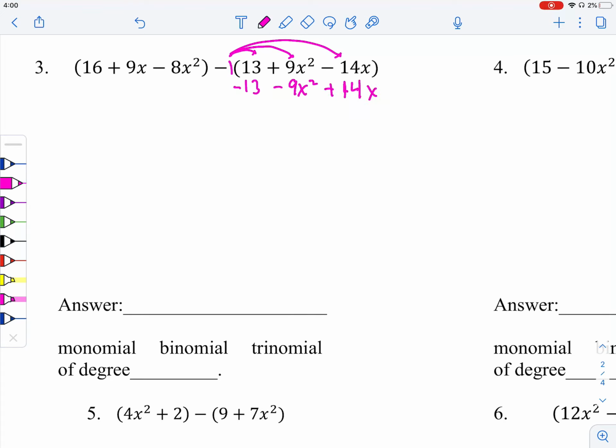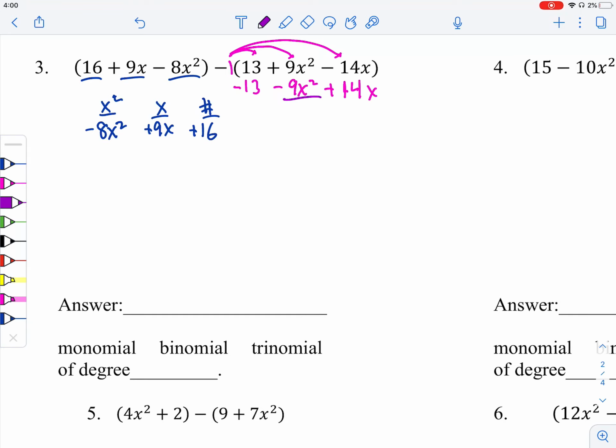So we can see we're just changing our signs, right? Let's distribute by negative 1, just flip all our signs. And now we can line them up vertically. X squared, x, and our numbers. So we start with the first one. Negative 8x squared comes first. Let's put that there. X's, we have positive 9x. And then we have positive 16 as our numbers. And we go to the next one.